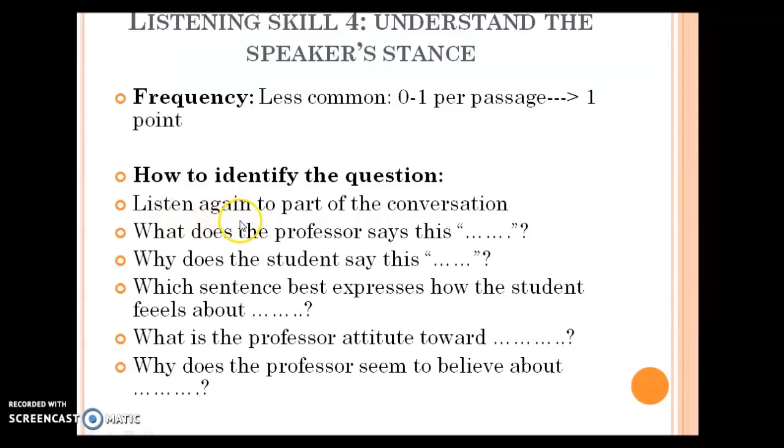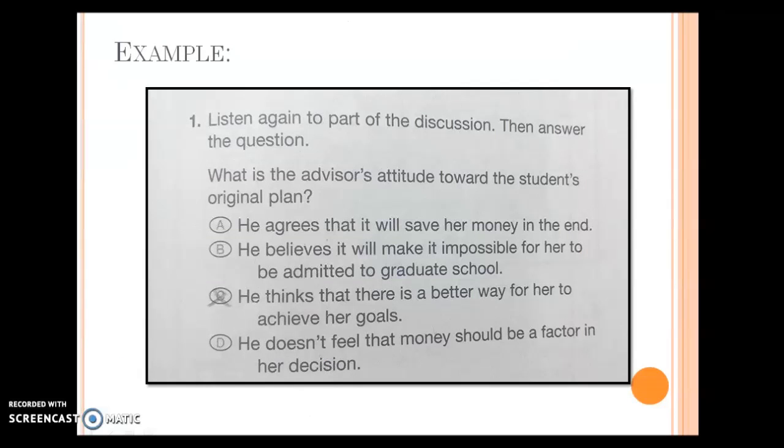Listen again to part of the conversation. What does the professor mean when he says this? Why does the student say this? Which sentence best expresses how the student feels about? What is the professor's attitude toward? And what does the professor seem to believe about? For example, listen again to part of the discussion, then answer the question. What is the advisor's attitude toward the student's original plan? So we are going to listen to that part, okay?